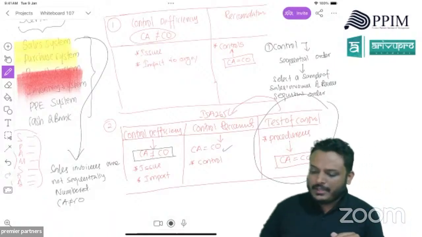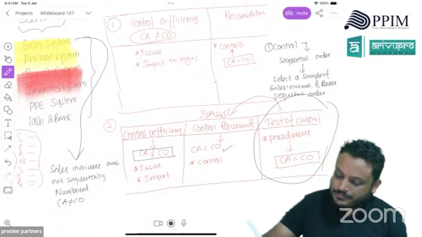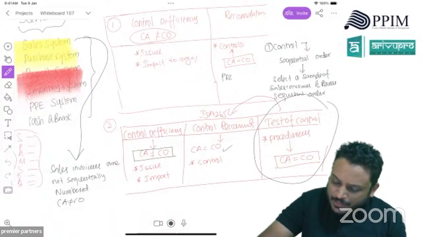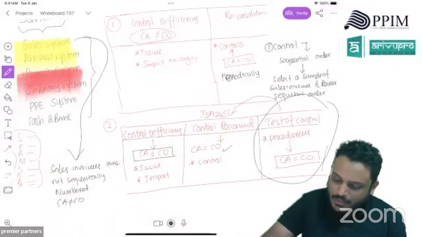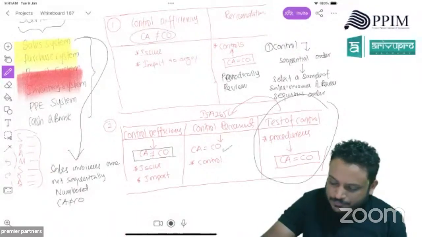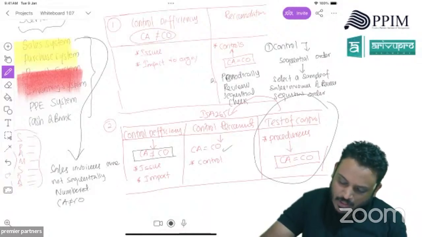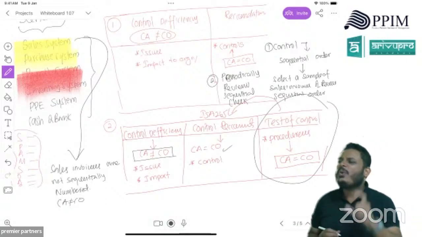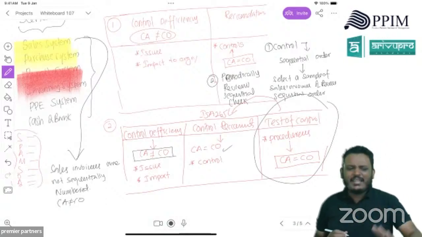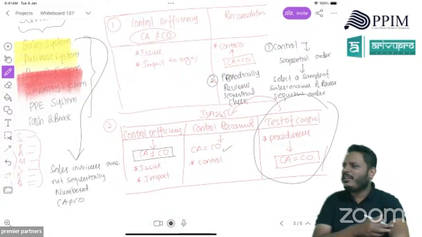The second control I said is to periodically review the sequential order. I can say sequential check. Periodically we should check whether the invoices are sequentially prepared or not.